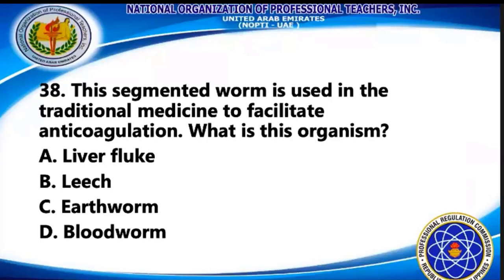38. This segmented worm is used in the traditional medicine to facilitate anticoagulation. What is this organism? So when you say anticoagulation, ito yung parang to prevent blood clotting. Nung mga unang medicine, ginagamit ito. Anong worm, ano tong segmented worm na ito? So, anticoagulation, blood clotting. To prevent blood clotting. So, alin dito ang meron ding blood worm, may leech, may liver fluke, earthworm. Earthworm lang siguro ang i-ex mo dyan.